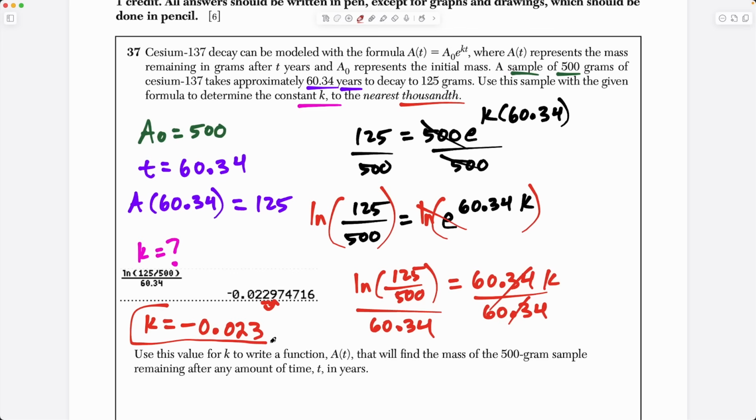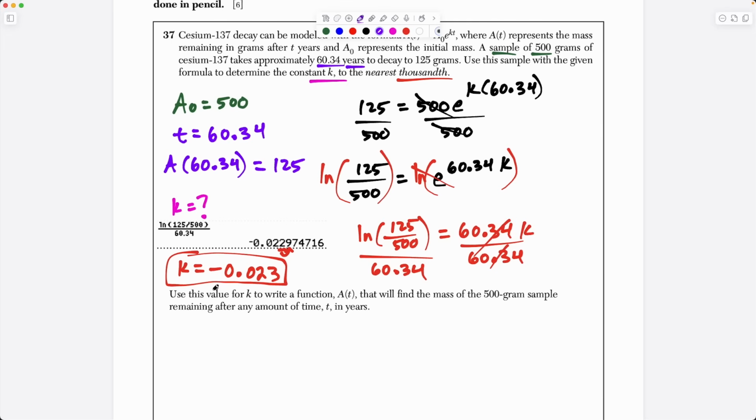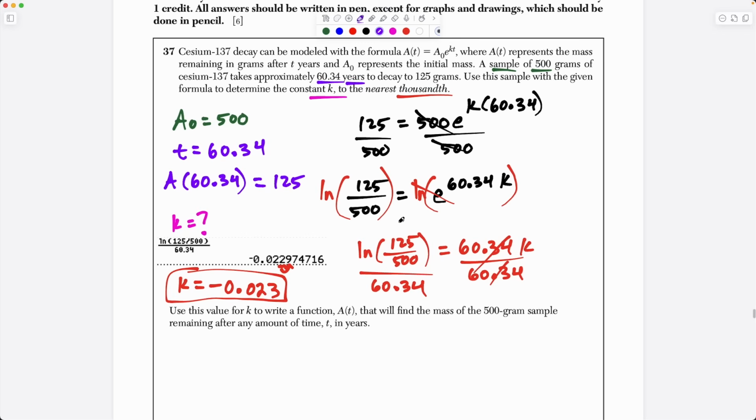And this is the k value that we need. So now for the second part of this question, use this value for k to write a function A of t that will find the mass of the 500-gram sample remaining after any amount of time t in years. So now for this, all we have to do is just plug the values into the main formula.